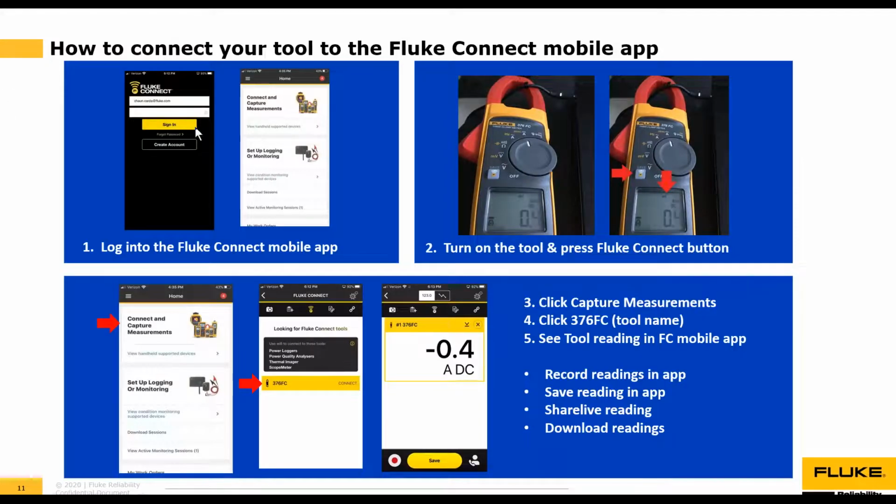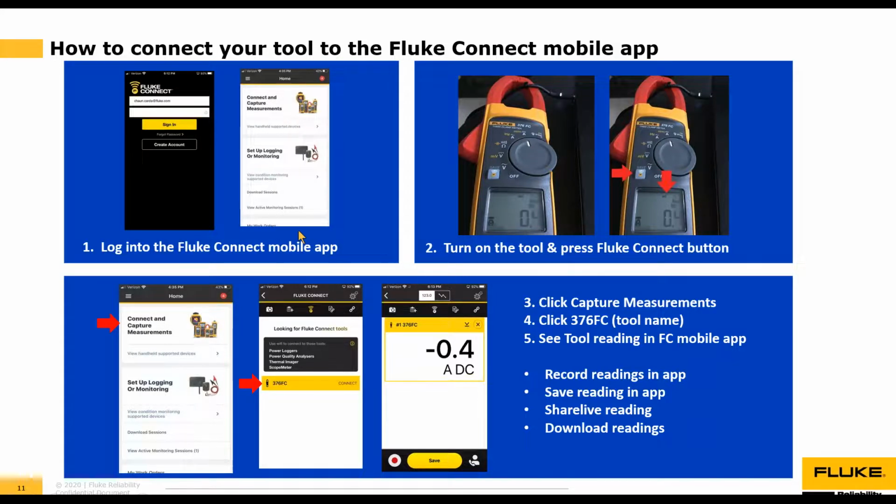So, step number one, you take your cell phone or your mobile device and you enter your username and password and click the sign in option. So you log into the Fluke Connect mobile app, and that will bring you to the Fluke Connect mobile app homepage. So you've got three different sections of the screen here.